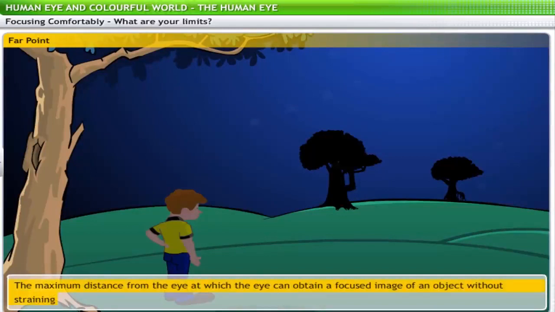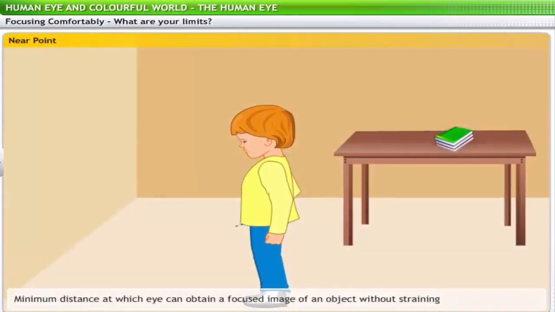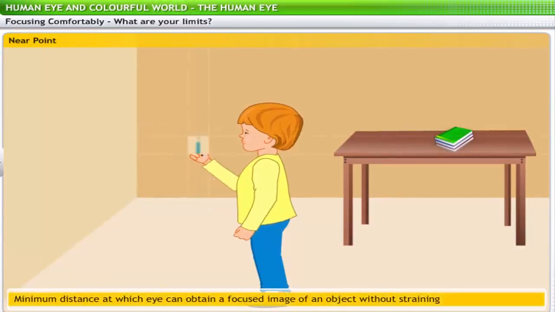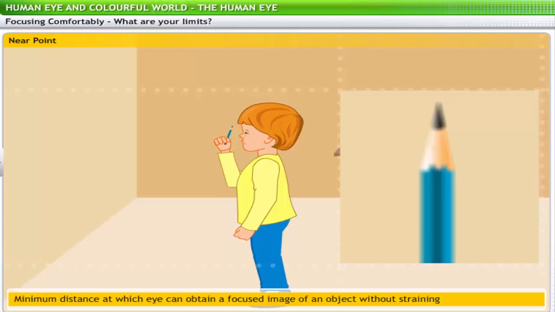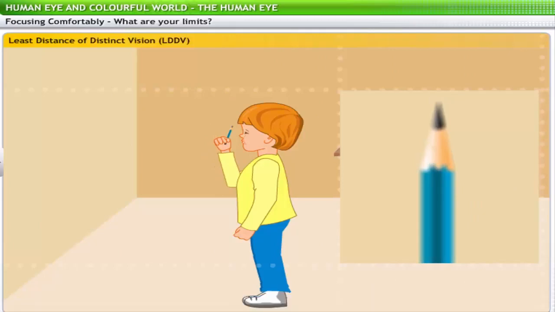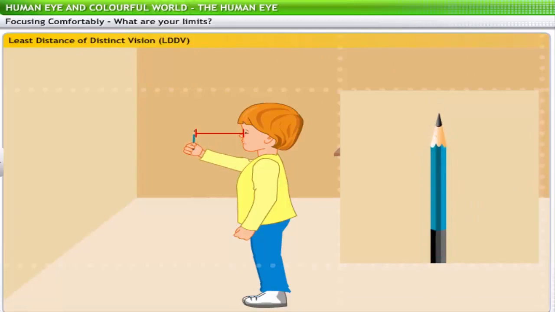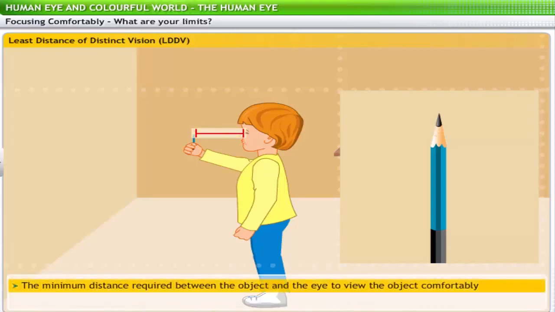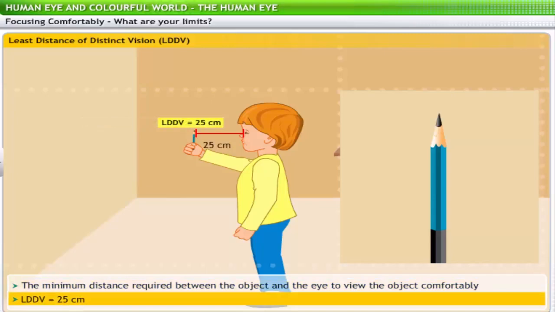Far point is the maximum distance from the eye at which the eye can obtain a focused image of an object without straining. Similarly, near point is the minimum distance at which the eye can obtain a focused image of an object without straining. This means that to view an object clearly, a minimum distance of the object from the eye should be ensured. This minimum distance required between the object and the eye to view the object comfortably is called the least distance of distinct vision. For a normal healthy eye, the least distance of distinct vision is 25 centimeters.